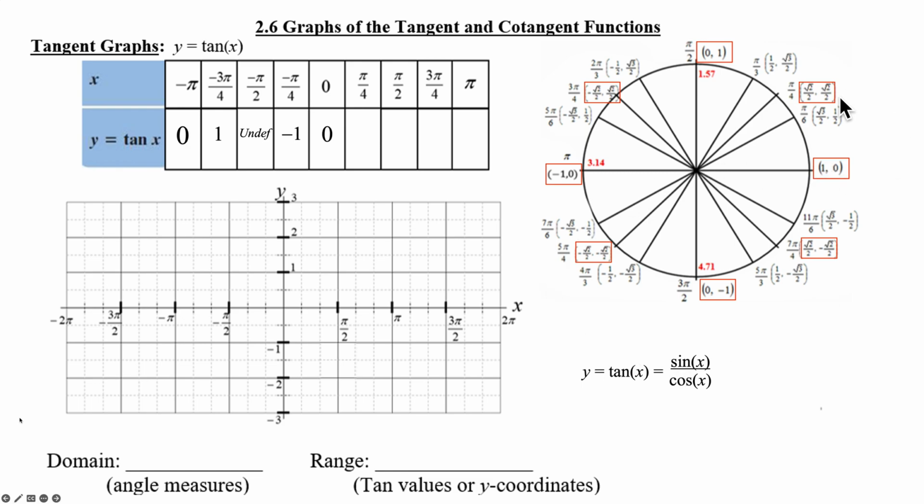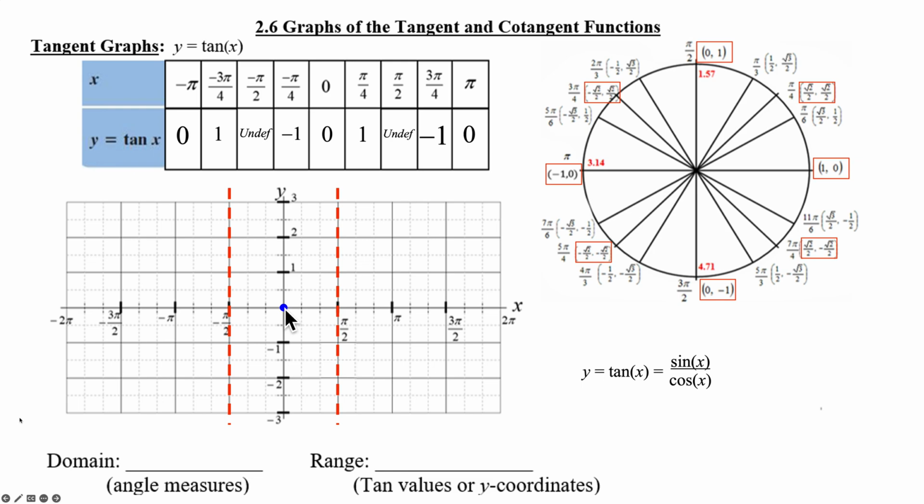Y coordinate over x coordinate. Pi over 4, they're both the same, so that's a 1. Pi over 2, 1 over 0, whoops, that's undefined. 3 pi over 4, x and y are the same except one's negative, so that's negative 1. And my pi is the same as negative pi, we're back to 0. So the undefineds go in as vertical asymptotes. So vertical asymptote, and now we have 3 points in between our vertical asymptotes.